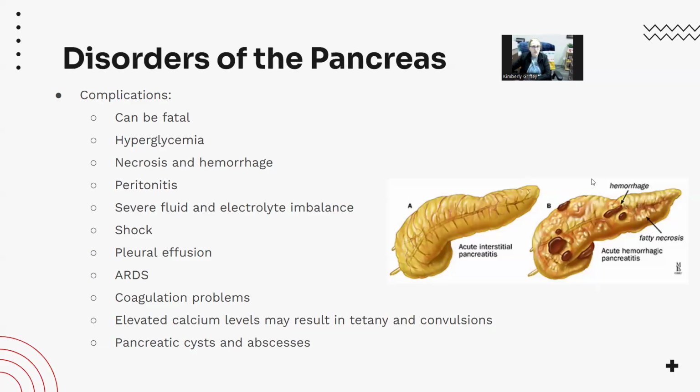And then complications can be fatal. You can develop hyperglycemia, necrosis, and hemorrhage. So you see this picture here, how you've got fatty necrosis and these little hemorrhages throughout. You can develop peritonitis, severe fluid and electrolyte imbalance, shock, pleural effusion, acute respiratory distress syndrome, coagulation problems. Elevated calcium levels can result in tetany and convulsions, and you can have these pancreatic cysts and abscesses.